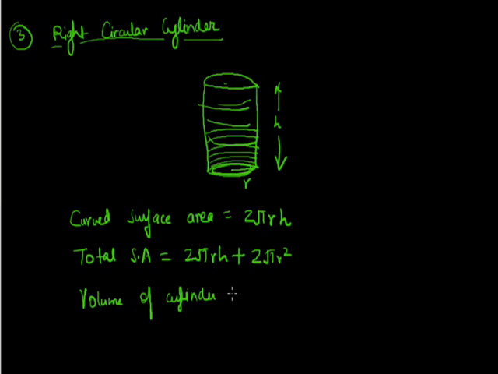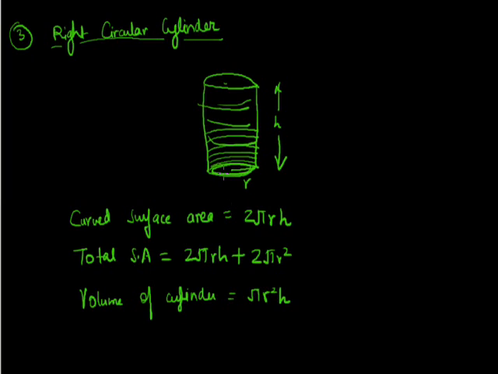So, the volume of a cylinder. For finding out the volume of a cylinder, we use the formula pi r square into h. If you see in the cylinder, there are infinite number of circles, and each circle has an area of pi r square. If we add pi r square up to h times, because the height of the cylinder is h, we get the volume of the cylinder, that is pi r square into h.